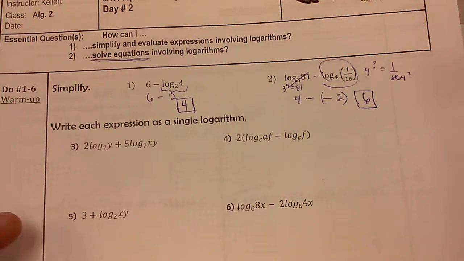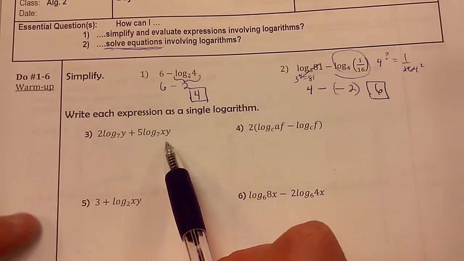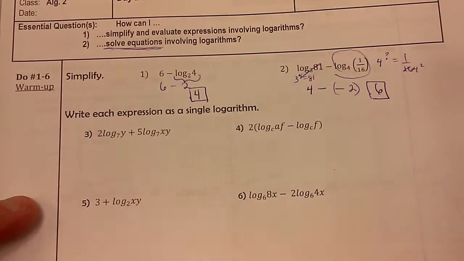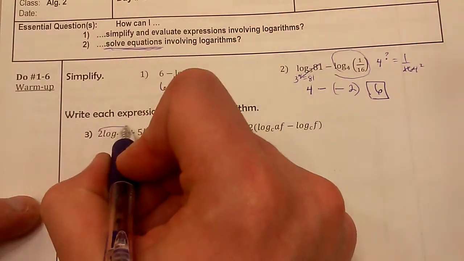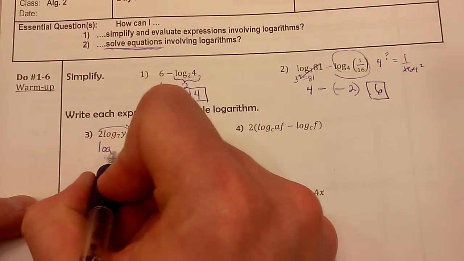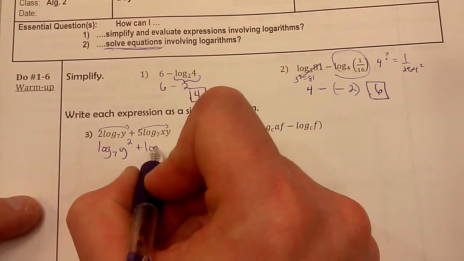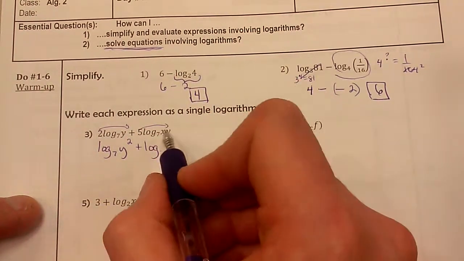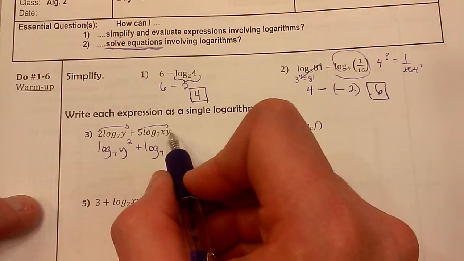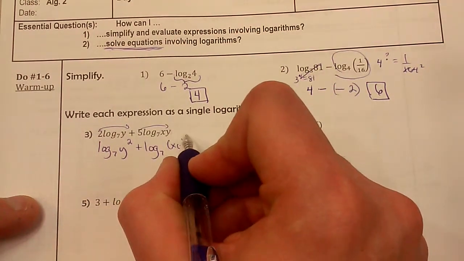All right, so our goal is to write them as a single logarithm. So notice I have 2 separate logarithms here. This is where we're going to focus on our properties from last class. So first, let's have the frog jump over the log. This is my power property. So this becomes log base 7 of y squared plus log base 7. And then be careful, right? This whole group, xy, this whole thing is to the 5th power, not just the y.